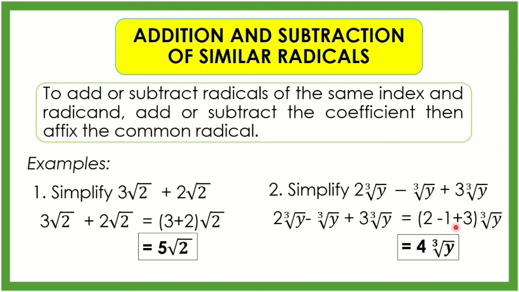2 minus 1 plus 3, and then, kokopyahin natin yung common radical which is cube root of y. 2 minus 1 is 1 plus 3. So that is 4. Then the common radical is cube root of y. Therefore, our answer is 4 cube root of y.